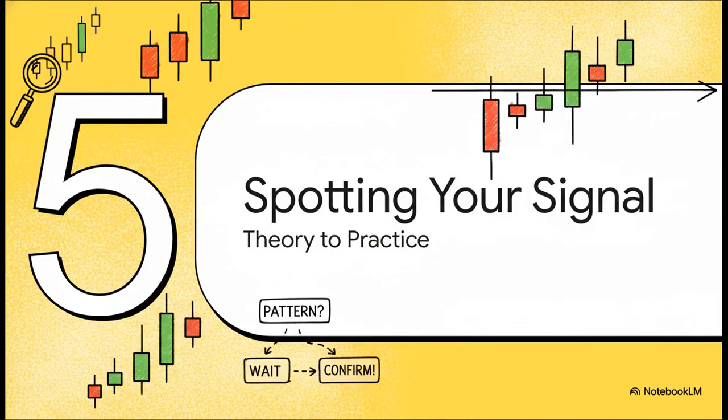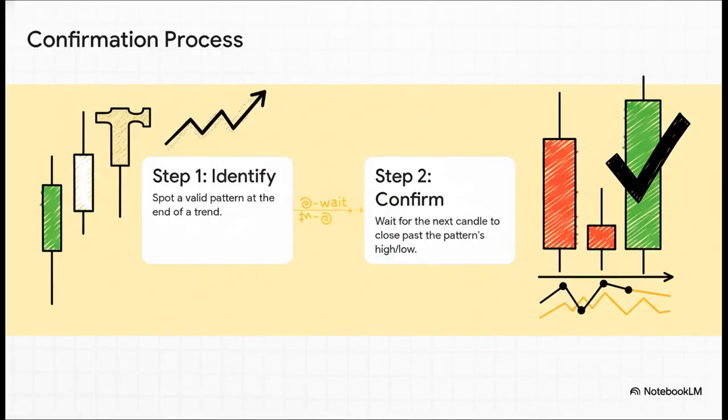So, we've learned the alphabet of candlesticks. But knowing the letters isn't the same as reading a book, right? How do you actually use this stuff? Well, it is not enough to just spot a pattern. You have to wait for confirmation. Acting on a potential signal is a really simple two-step process. First, you spot a valid pattern in the right location. Second, and this part is absolutely critical, you have to wait for the next candle to prove that you're right.